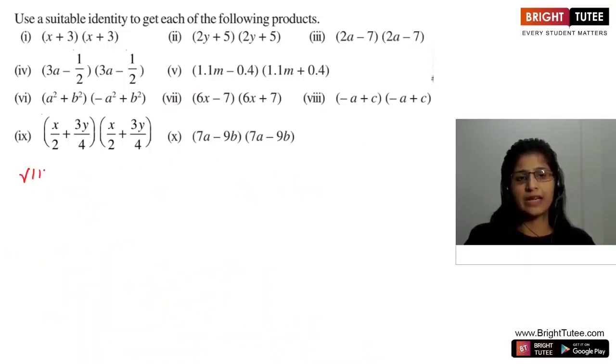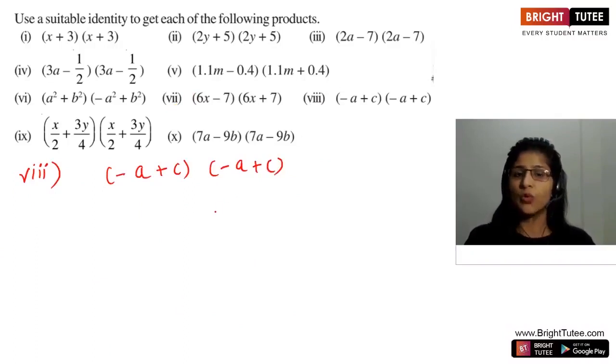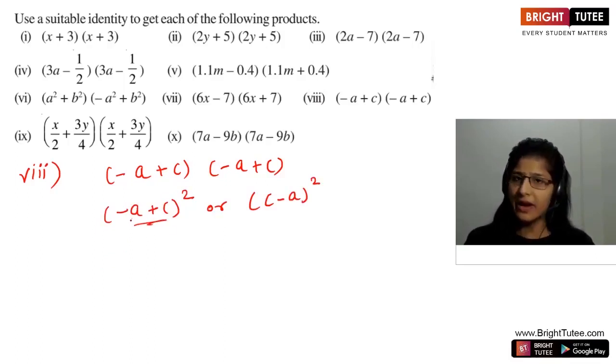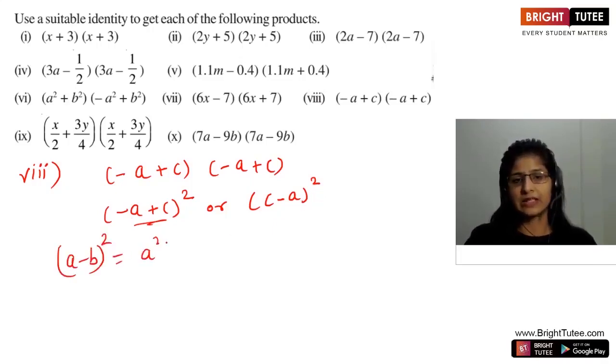Okay, in the eighth part of the question, we are given minus a plus c, minus a plus c. So what we observe here is, it is minus a plus c whole square, correct? Or we can also write it as c minus a whole square. This is c minus a only. c is of plus, a is of minus. So we can use a minus b whole square here. We know a minus b whole square is a square minus 2ab plus b square. So we will use this.